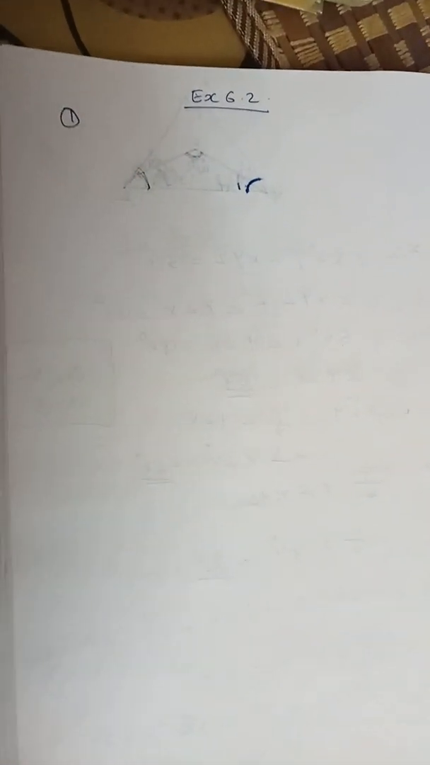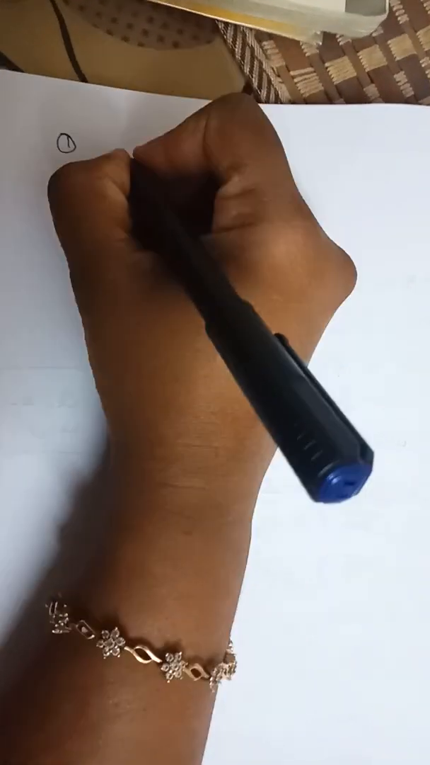Good morning, students. We can start exercise 6.2. This is a very simple exercise, okay? So I am directly starting the exercise here. First question: find the square of the following numbers.